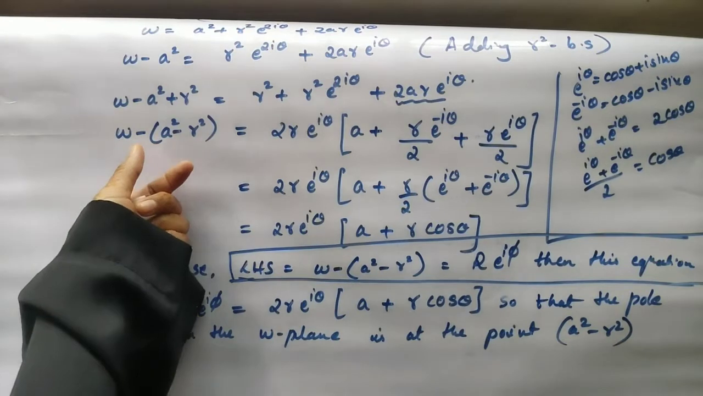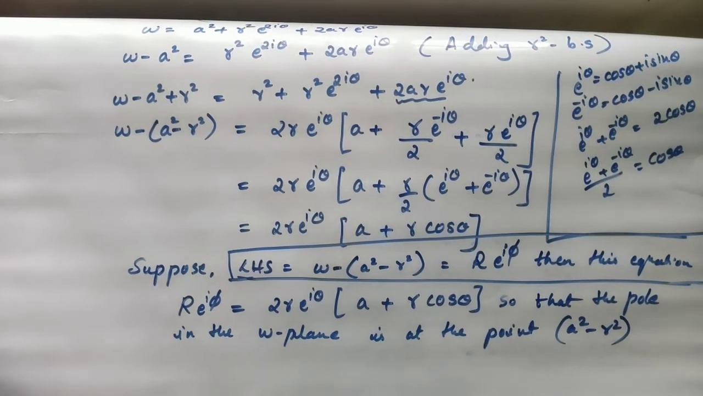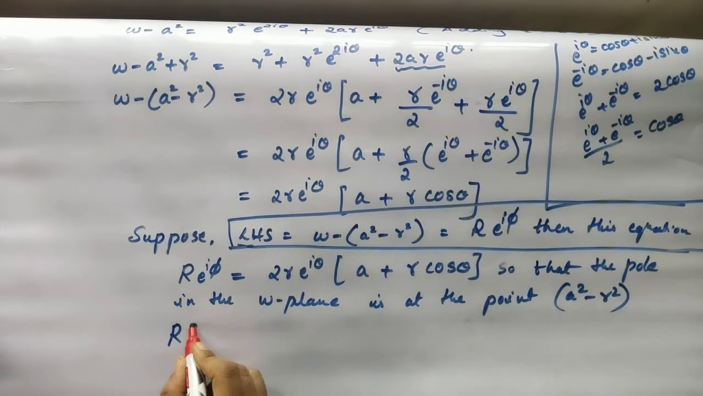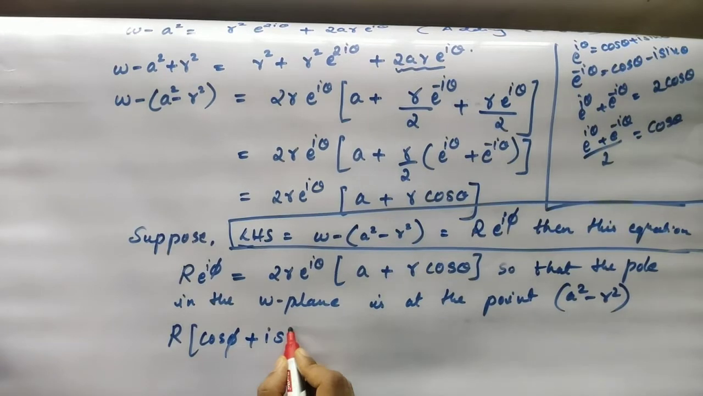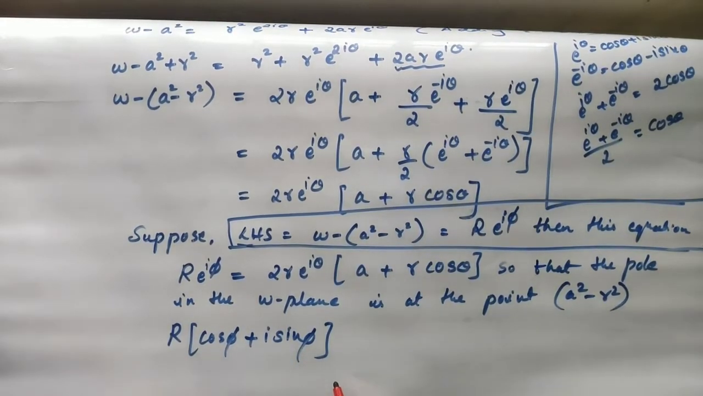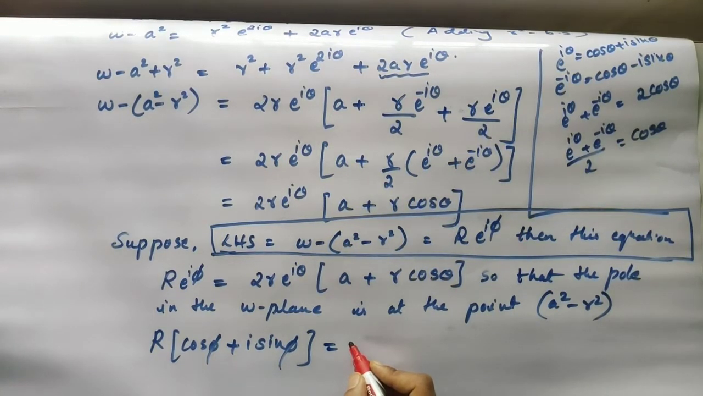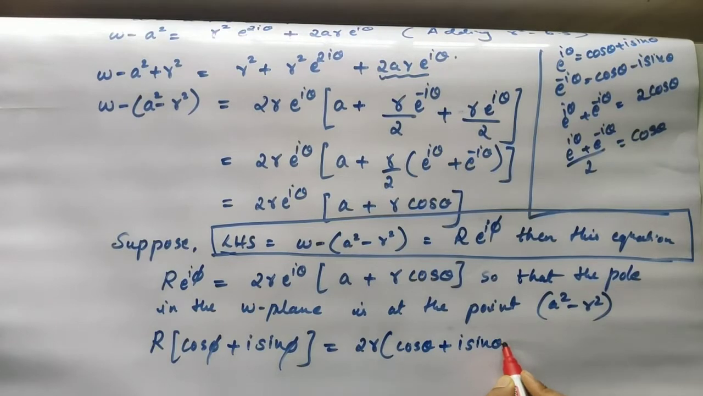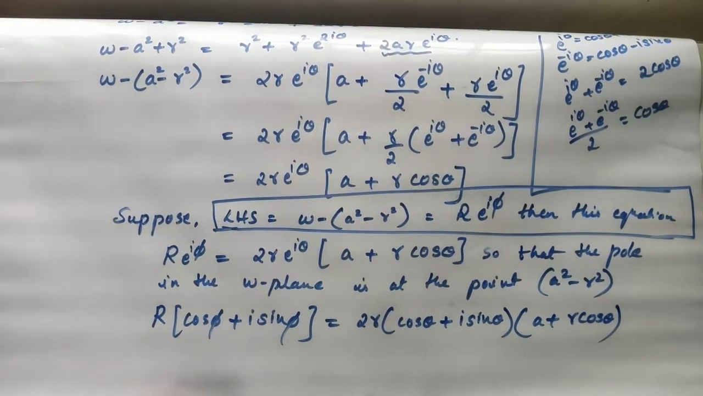We are just bringing the pole of the w plane at this point. So how will you write this? r e^{iφ} is nothing but cos φ + i sin φ. Here also we can separate the real and imaginary parts. So I can write it as 2r (cos θ + i sin θ)(a + r cos θ). Like this we can do.